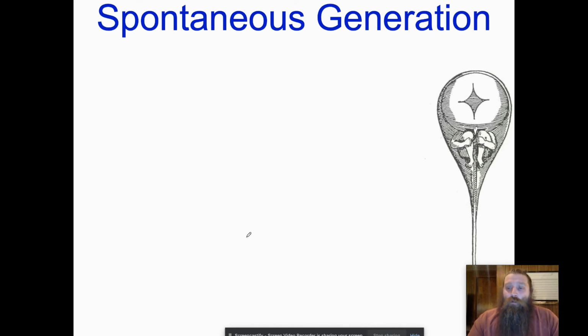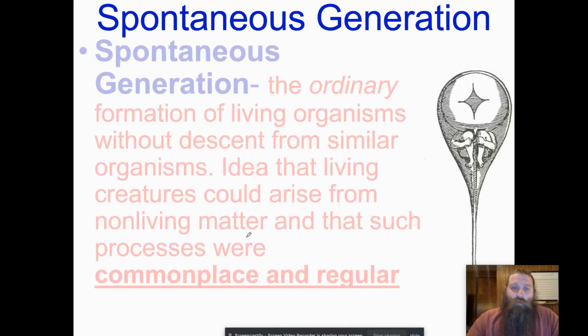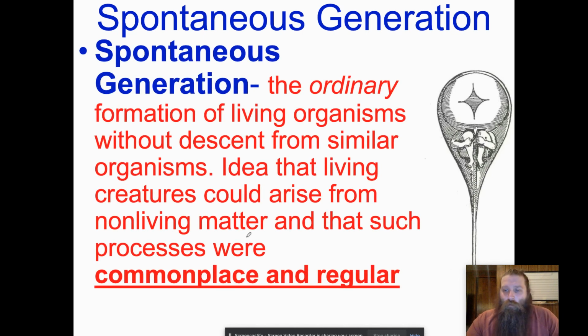Spontaneous generation used to be what they thought, or where they thought living things came from. And the key here, and this is the big key, this is what separates it from abiogenesis. They thought it was commonplace and regular. So the definition is the ordinary formation of living organisms without descent from similar organisms. So flies coming from rotting meat, not flies coming from other flies. The idea that living things could arise from non-living matter and that those processes were commonplace and regular.